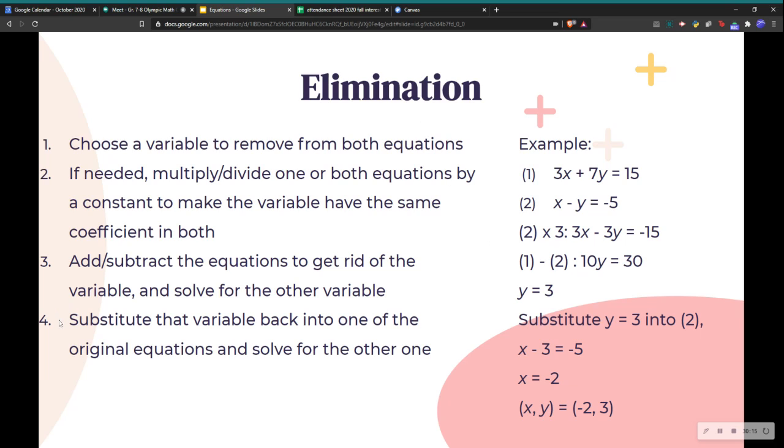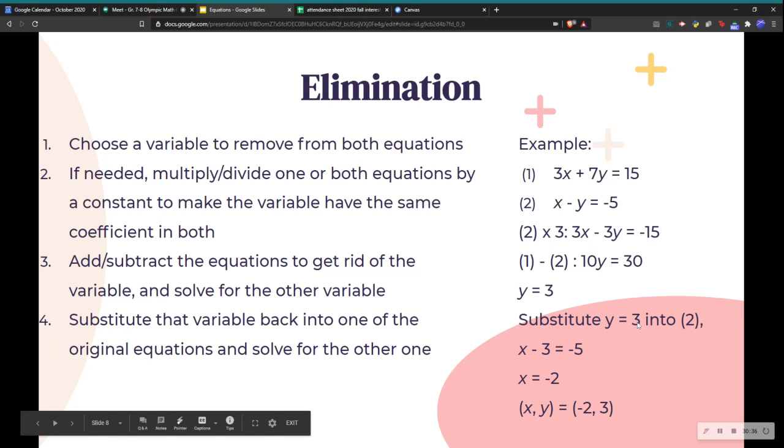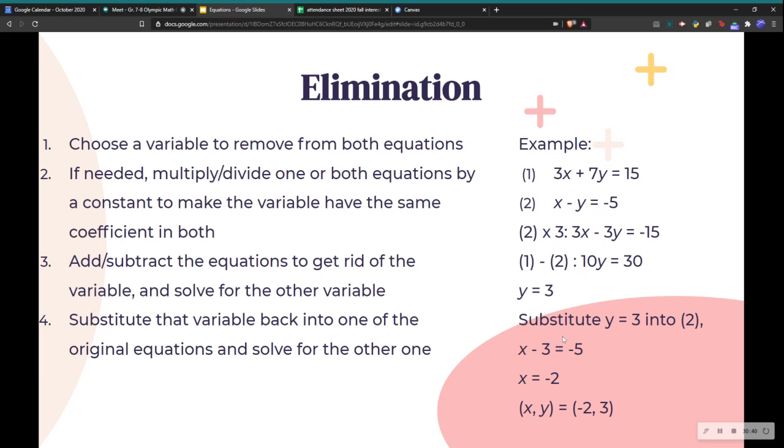Okay, so remember step 4 is you substitute the variable. So here we have y is equal to 3. You can substitute into equation 1 or equation 2. Just substitute it in the equation that's easier to solve, because it'll make your life simpler. So we can substitute in equation 2. By doing this, we get x minus y, and y is 3. So we have x minus 3 is equal to negative 5.